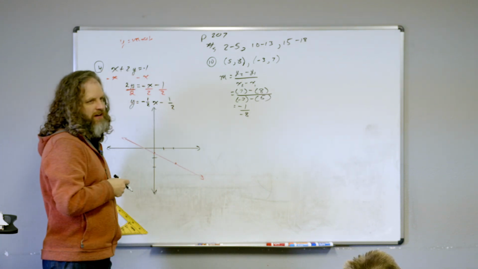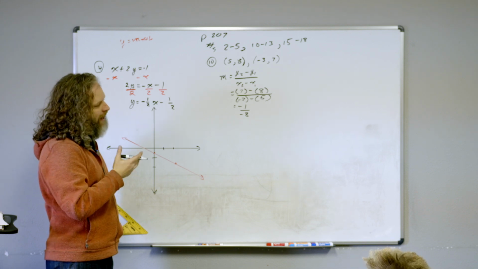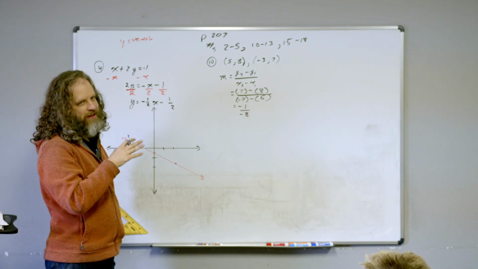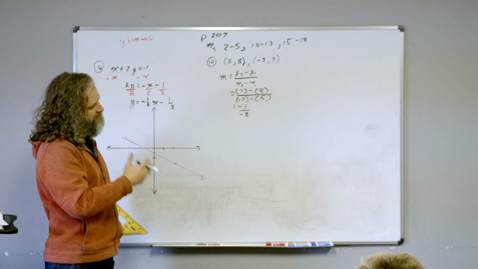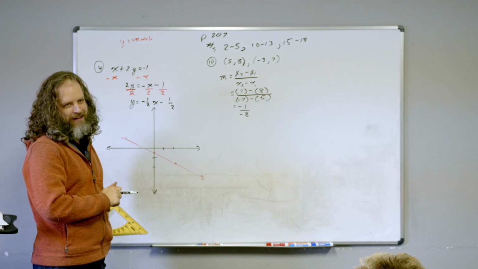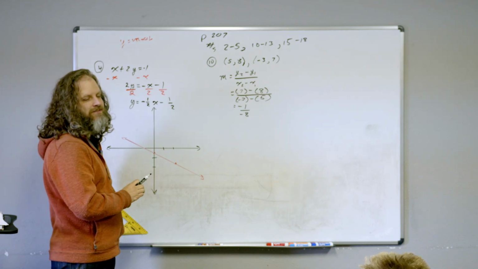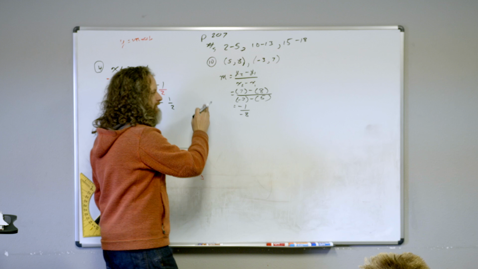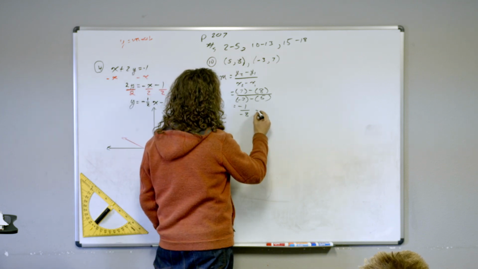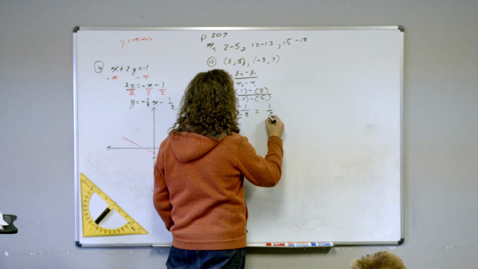Can we reduce that any? Well, kind of. There's one thing we can do. It's not really reducing, but it needs to be cleaned up a bit. The negatives? Yeah, so the negative divided by negative gives us what? Positive. So positive 1/8.